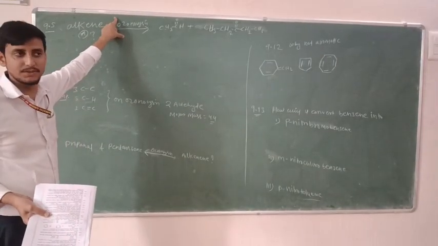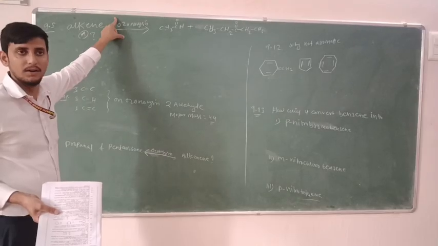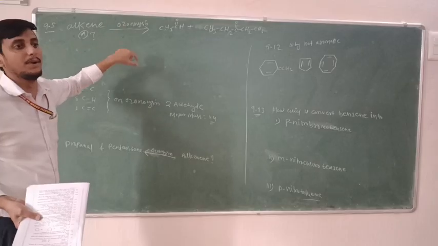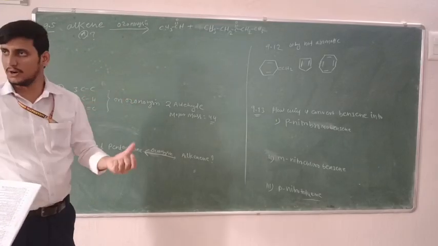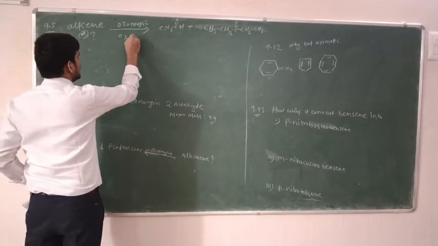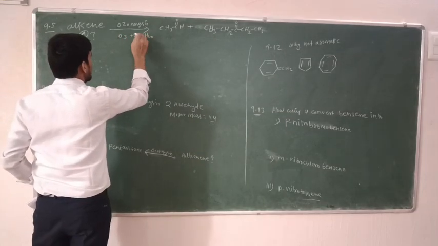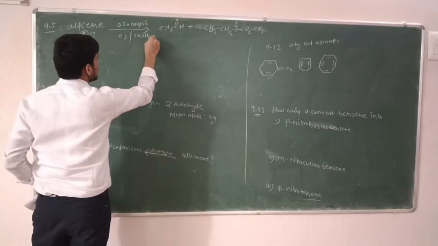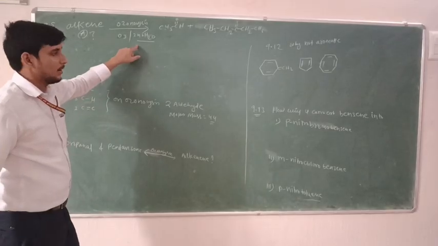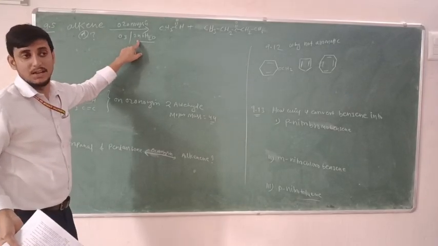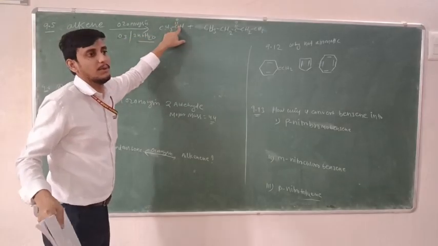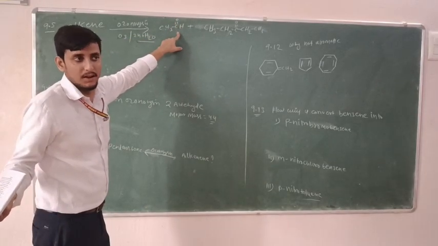We know ozonolysis. What is the reagent of ozonolysis? The reagent is O3 plus Zn plus H2O. This is reductive ozonolysis. And we know that in ozonolysis we celebrate the happy birthday of the double bond. He cuts the double bond and distributes cake, that is oxygen, between the double bond.